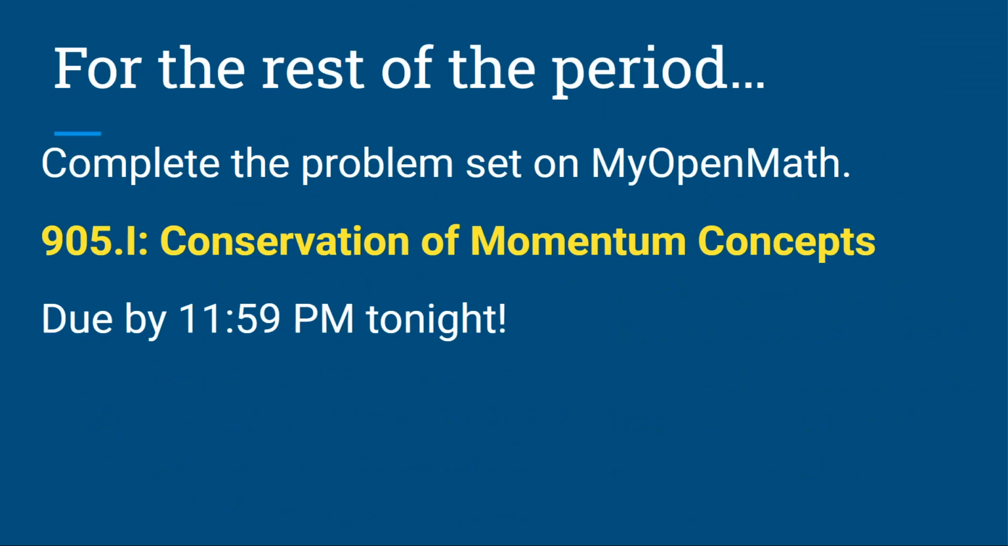So, for the rest of the period today, you have the assignment 905.1, Conservation of Momentum Concepts problem set. It is due by 11:59 p.m. tonight, and you have the remainder of the class period to work on it, which is about 15 minutes. So you should be able to finish it. There's no math in there, but no math doesn't necessarily mean it's easy. Sometimes those are even trickier, so read them carefully. Work with your neighbor if you need to. If you get stuck or if you have a question, please make sure that you ask somebody, and if you don't finish it in class, it is going to be homework.